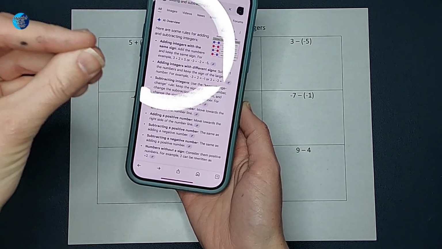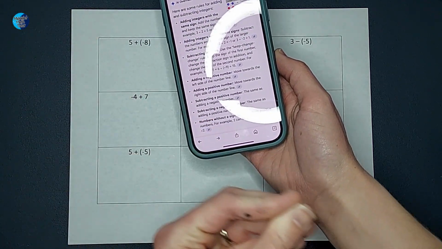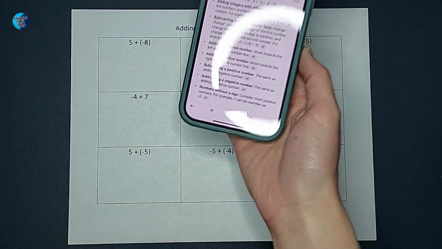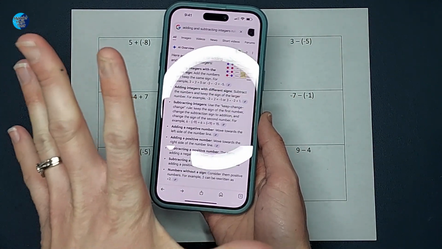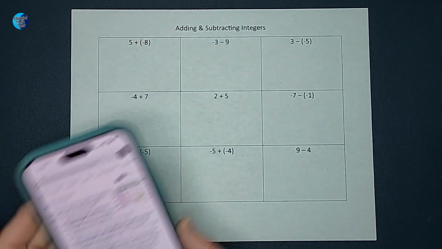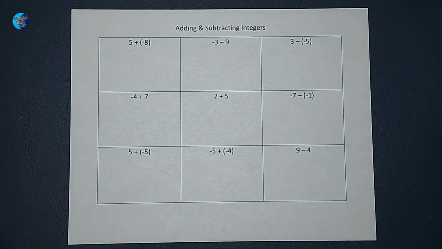Sometimes they throw in absolute value and keep the sign of the bigger absolute value and keep change and the opposite of the blah, blah, blah. Anyways, if this helps you, that's fantastic. It hurts my brain and I love math. So if you don't love math, it may hurt your brain even more than that. But I'm going to teach you a strategy that I love and I hope it will help you out.